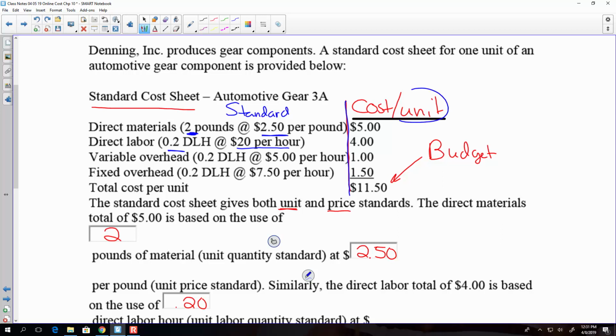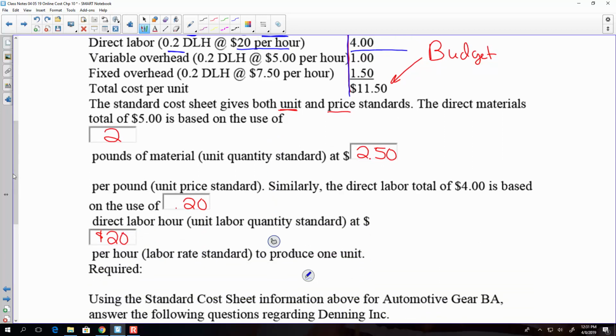This is a unit cost. So what is the standard cost per unit? It's $5, which I'm simply multiplying the 2 pounds times $2.50, and it's $4 for labor to make that particular unit. So you'll notice here then I have some series of questions. Well, the direct material cost is total of $5 based on what? 2 pounds of material times the standard price at $2.50 per pound.